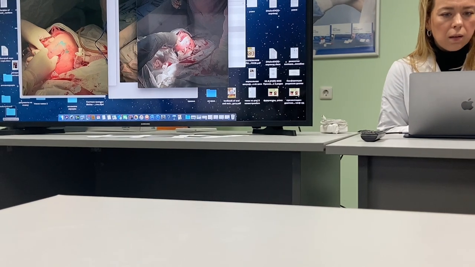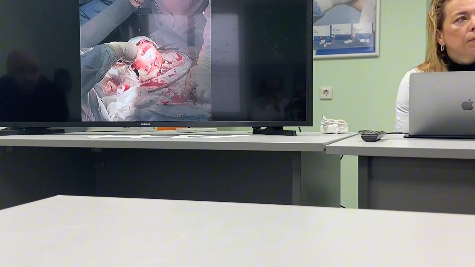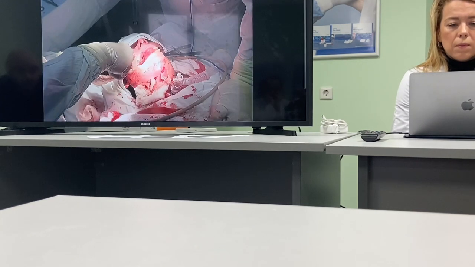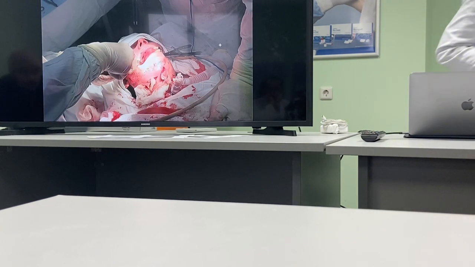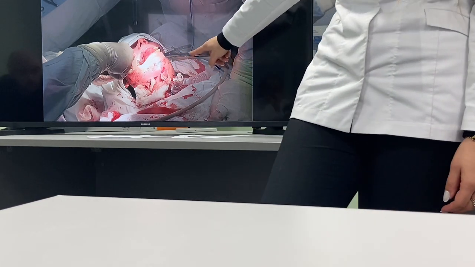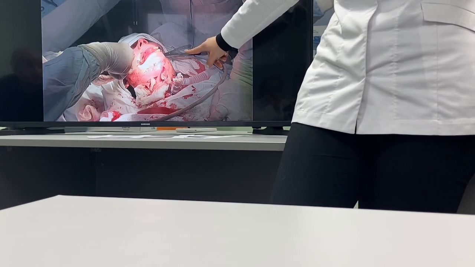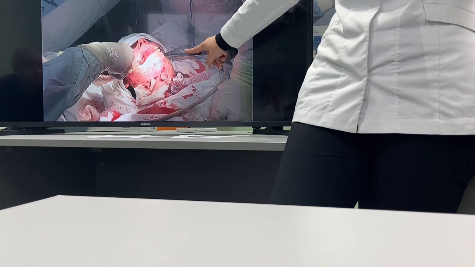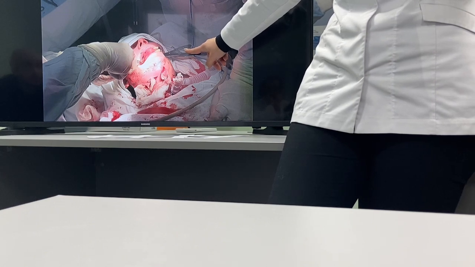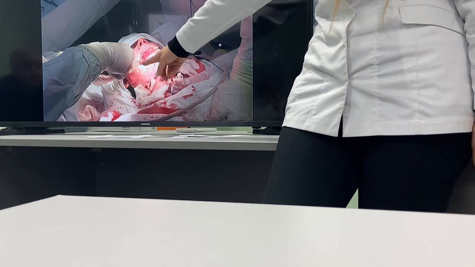And finally, how it looks. Yes. We can see the patient. What is it, guys? It's a holder for the tongue. Retractor. Yes, for opening the mouth. What is it? It's a tongue, of course.